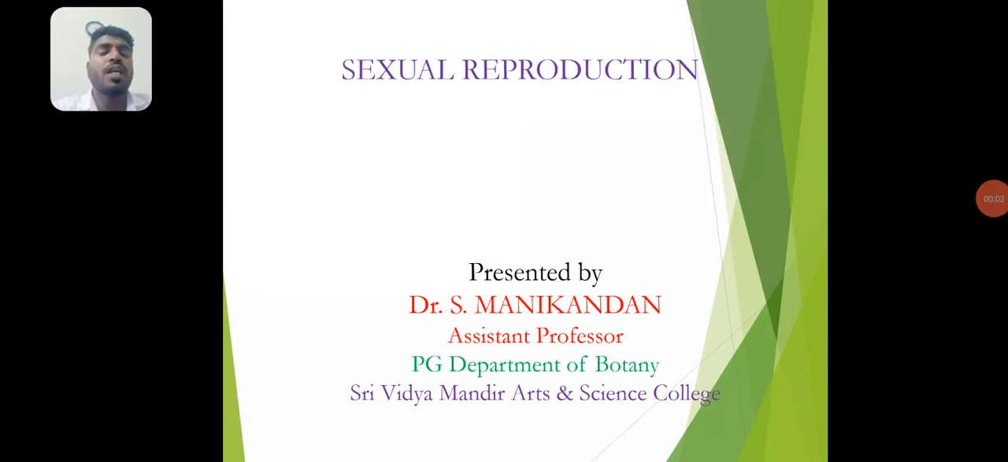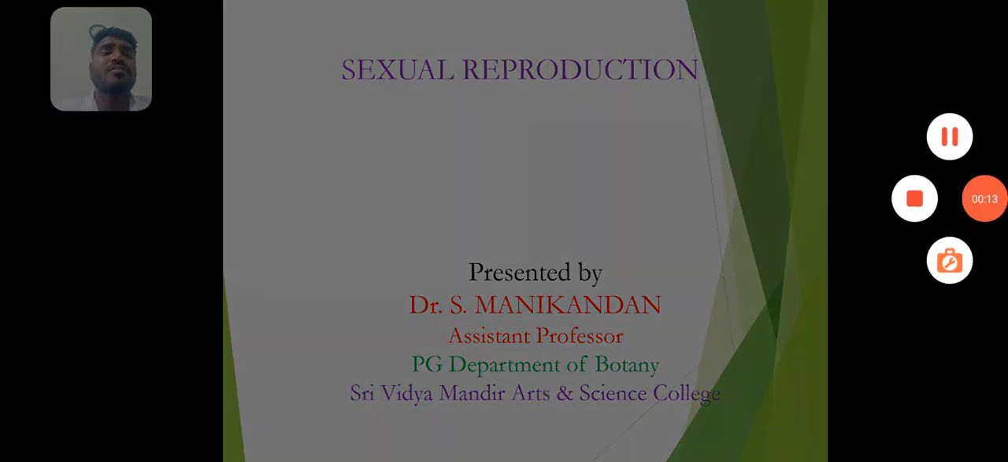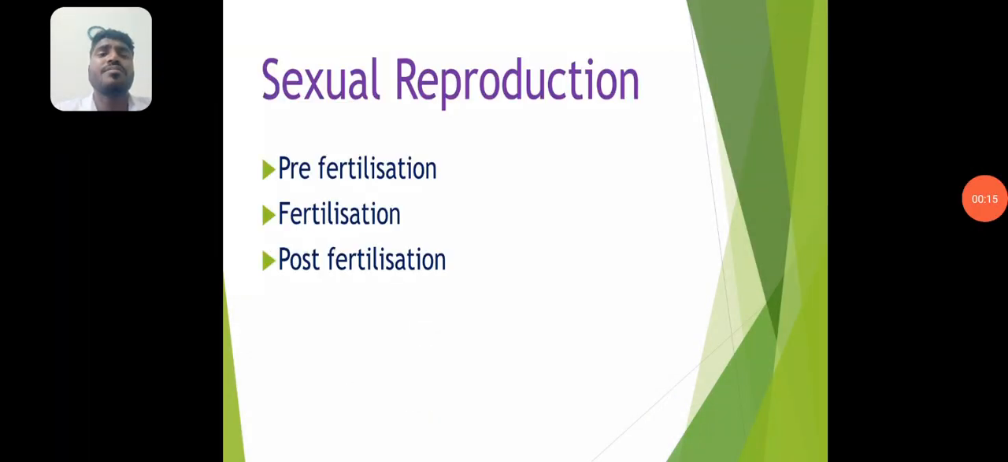I am Dr. S. Manigandan, Assistant Professor of Botany, Srividya Mandir Arts and Science College, Kateri, Uttangarai. Today I talk about sexual reproduction in angiospermic plants. Sexual reproduction has three parts: pre-fertilization, fertilization, and post-fertilization.